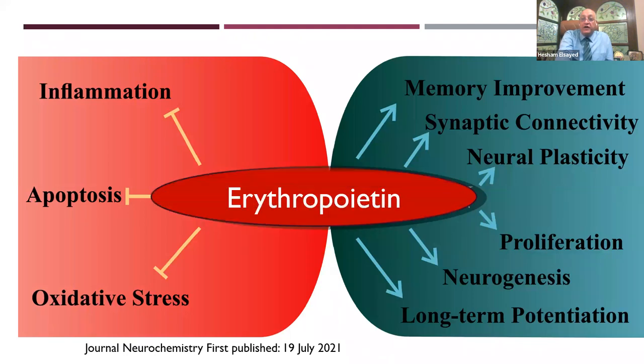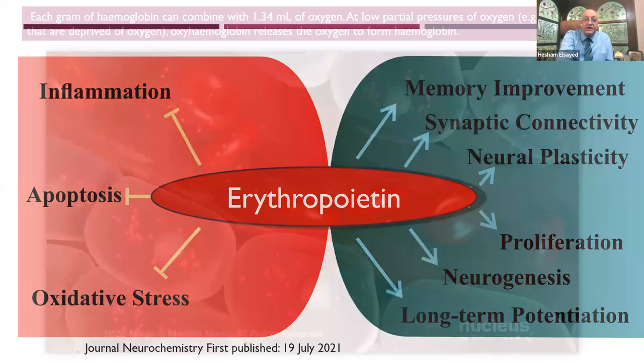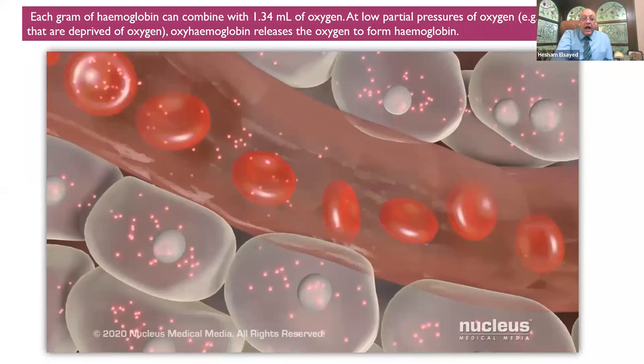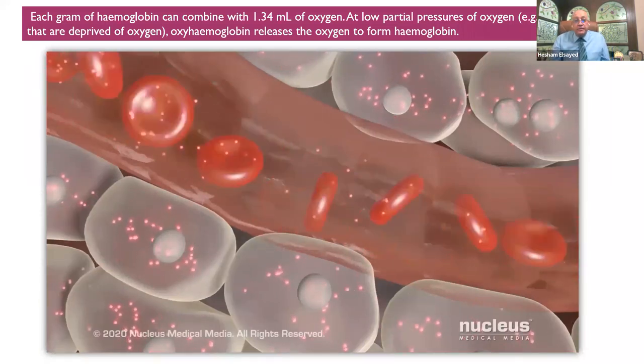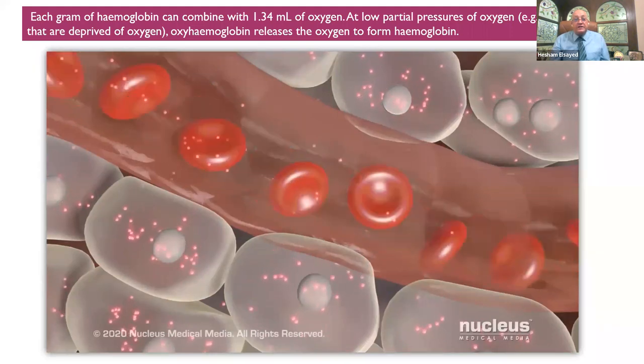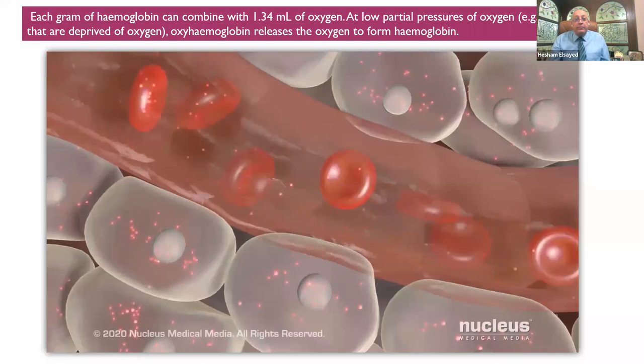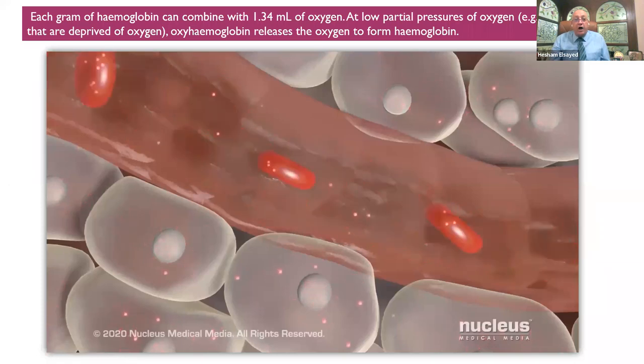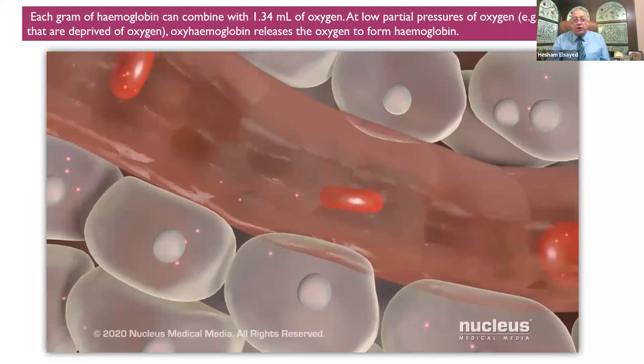Erythropoietin as well improves memory, synaptic conductivity, neuroplasticity, proliferation, neurogenesis, and long-term potentiation. It has an inhibitory effect on inflammation, apoptosis, and oxidative stress. How it works, we have to see the function from the start of the sequence of events with hypoxia. One gram of hemoglobin can carry a significant number of molecules of oxygen.